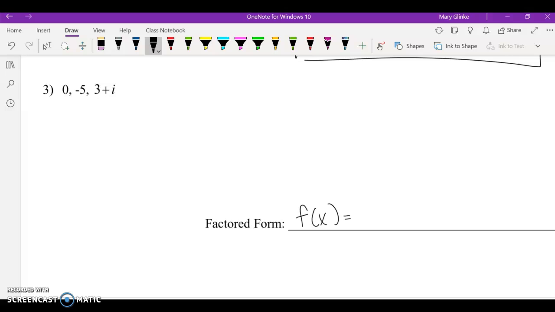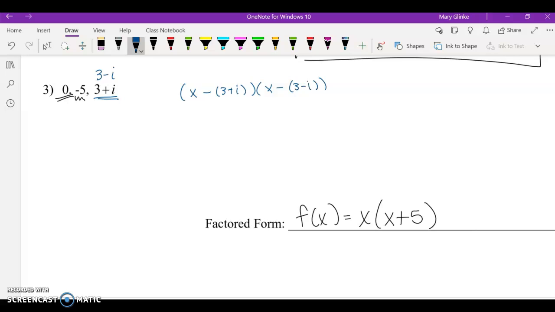So I'm just going to jump to the answer for the first part. 0 comes about when x by itself is your factor. -5 would give us a factor of x plus 5. But the part we need to be careful about is the 3 plus i. So you have two options. Again, if 3 plus i is an answer, that means 3 minus i is an answer. So you could say this would be my factors, but that is really messy to distribute.